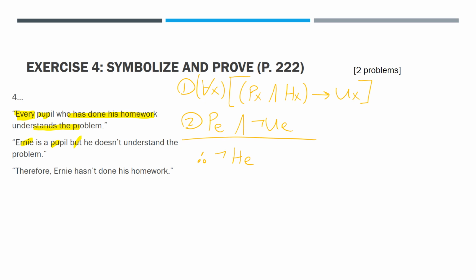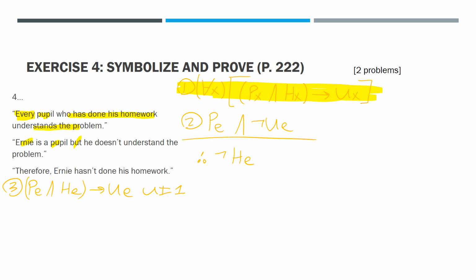First thing we should do is to remove our quantifier. So we'll instantiate premise 1. What do we substitute in for x? Well, obviously Ernie. So for line 3, we'll say PE and HE implies UE, universal instantiation, line 1. If Ernie is a pupil and Ernie has done his homework, then Ernie understands the problem.